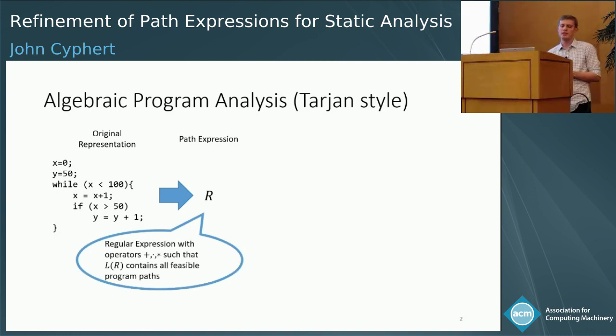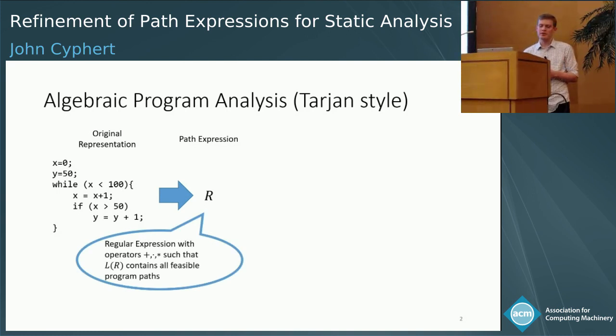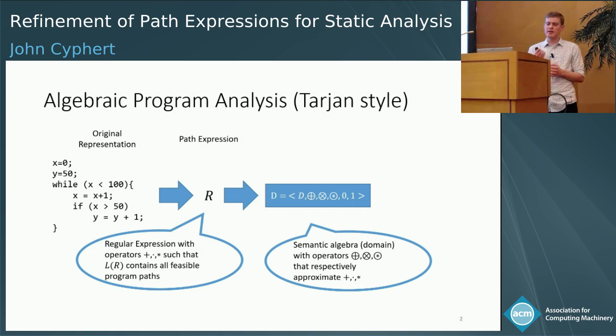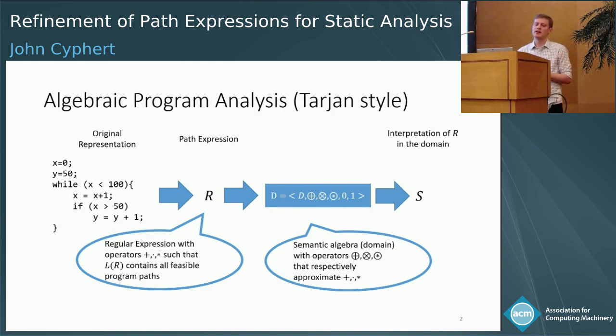Essentially, the path expression is going to be a regular expression with regular expression operators, such that when you interpret the regular expression in terms of the language it generates, you're going to contain all feasible program paths of the original program and perhaps some additional ones. So we're going to take this path expression and feed it into a semantic algebra, which you can think of as sort of like an abstract domain. The semantic algebra has circle plus, circle times, and circle star operators, which respectively approximate the regular expression operators. Then we're going to reinterpret the path expression in our semantic algebra, and that'll give us an interpretation in our semantic algebra, which will be our resulting summary.